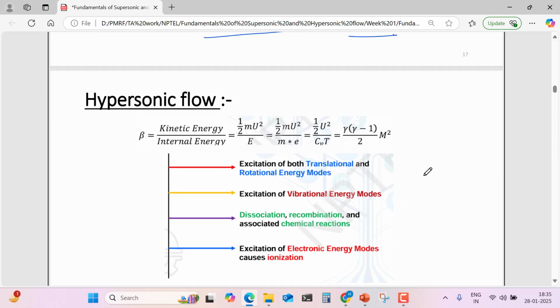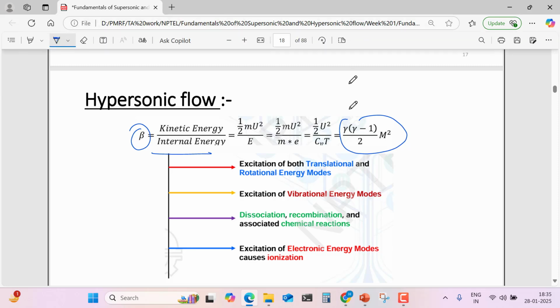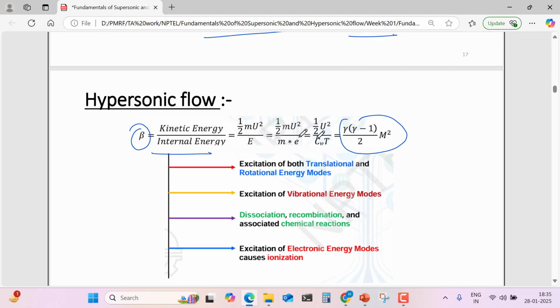The separation of different flow regimes can be given by one number, beta, which is the ratio of kinetic energy and internal energy, which can be simplified to gamma upon gamma minus 1 by 2 M squared. For a low Mach number, there will be only excitation of translational and rotational energy modes. For Mach number greater than 1, it will generally be supersonic flow. When the vibrational mode starts getting excited, it starts going to the hypersonic flow.